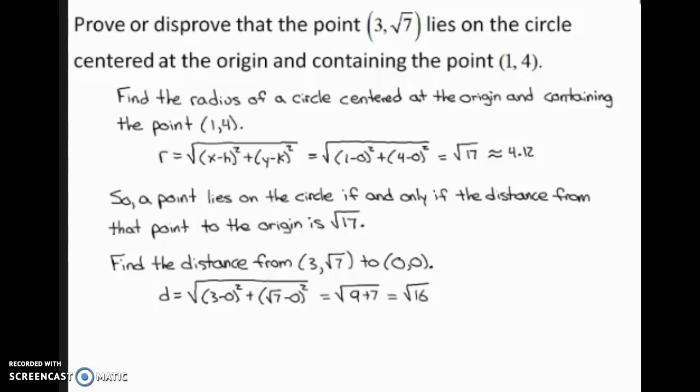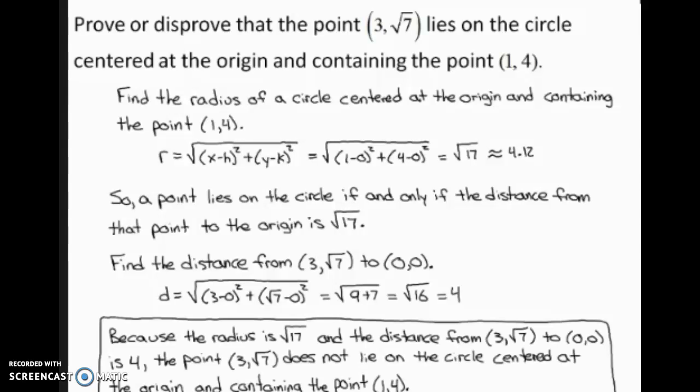Because the square root of 16 equals 4, d equals 4. Because the radius is the square root of 17 and the distance from 3, the square root of 7 to 0, 0 is 4, the point 3, the square root of 7 does not lie on the circle centered at the origin and containing the point 1, 4.